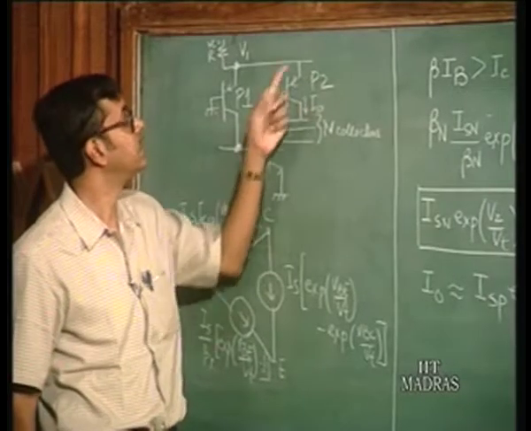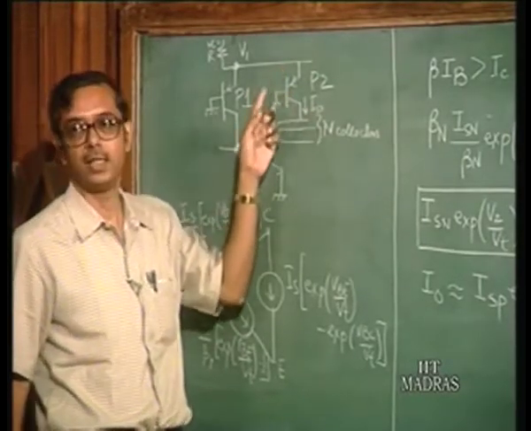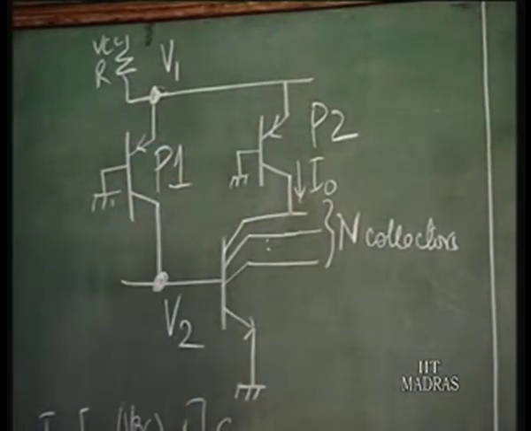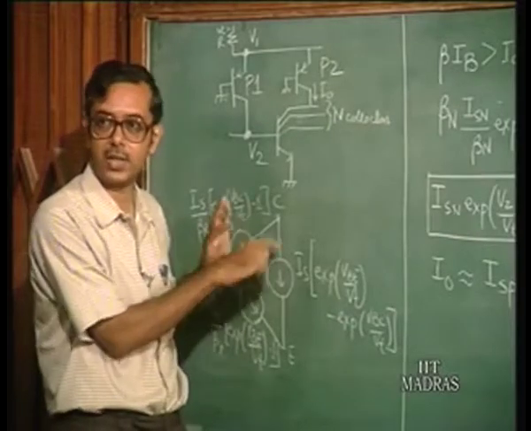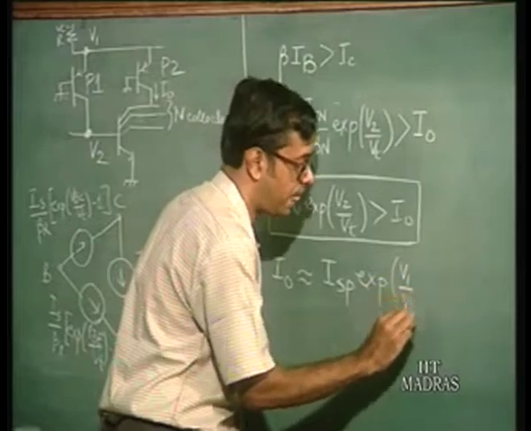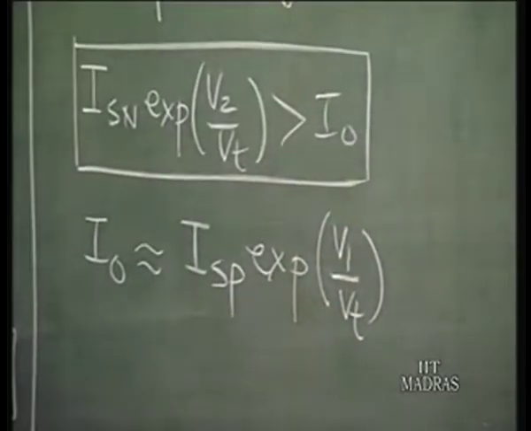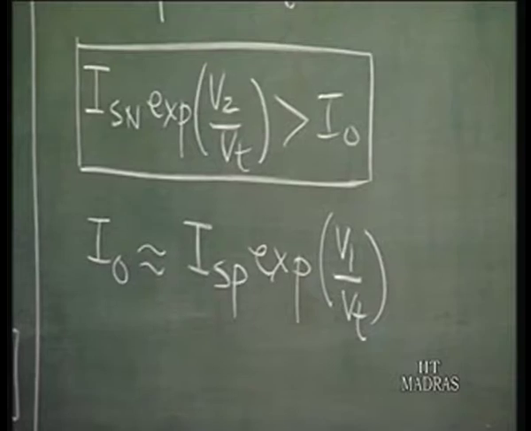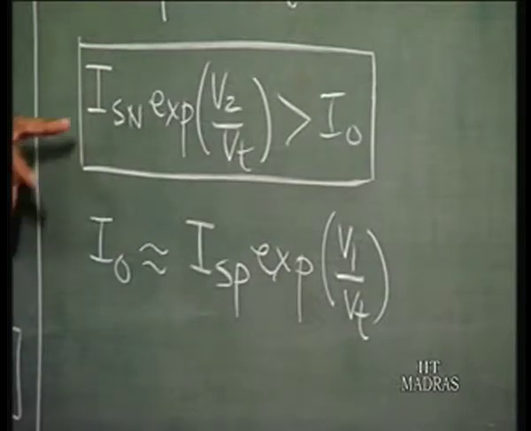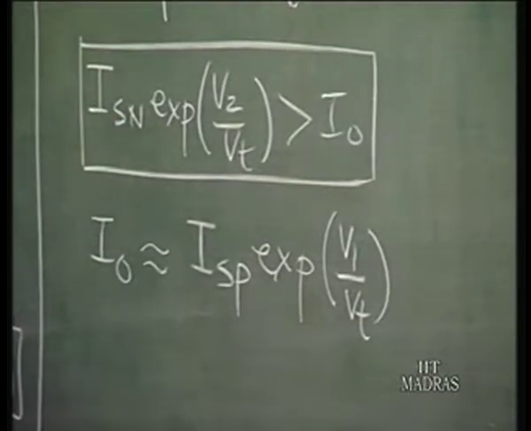So, what is that voltage? V1. Of course, VBE is minus V1, but see that the current directions all change. So we can write it in terms of V1 by Vt. So I naught is ISP exponential V1 by Vt. This I naught value is given by this.